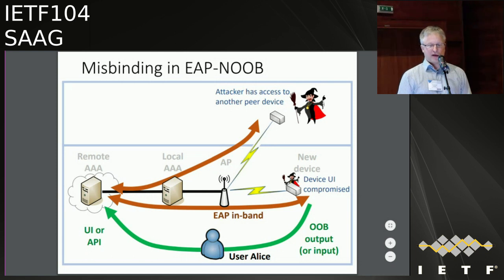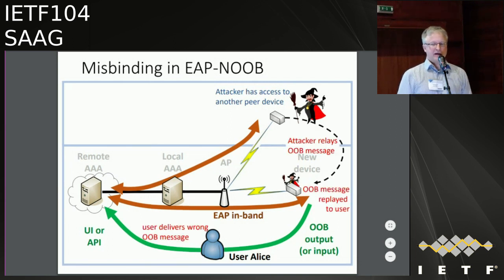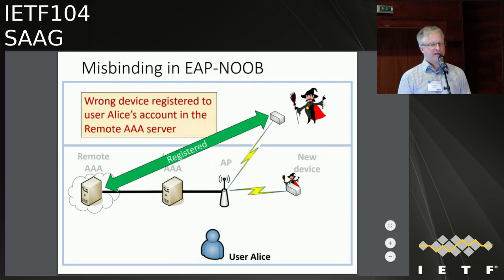That device can also connect through the AAA architecture and with EAP to the cloud server and initiate this pairing. Well, now the attacker would like the user to pass his out-of-band message to the server to register that wrong device. How is that going to happen? Well, the attacker relays the out-of-band message to the compromised user interface, which gives it to the user, and then the user delivers the wrong out-of-band message to the cloud. And as a result, the wrong device gets registered to the cloud server and associated with that user's account.